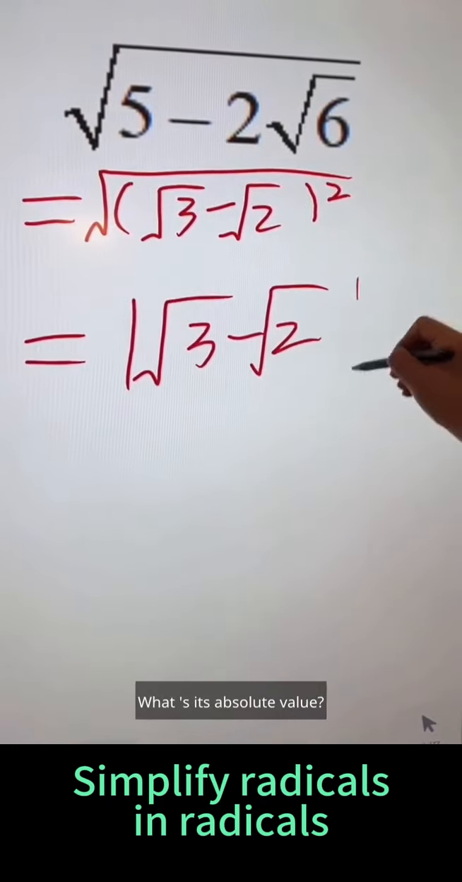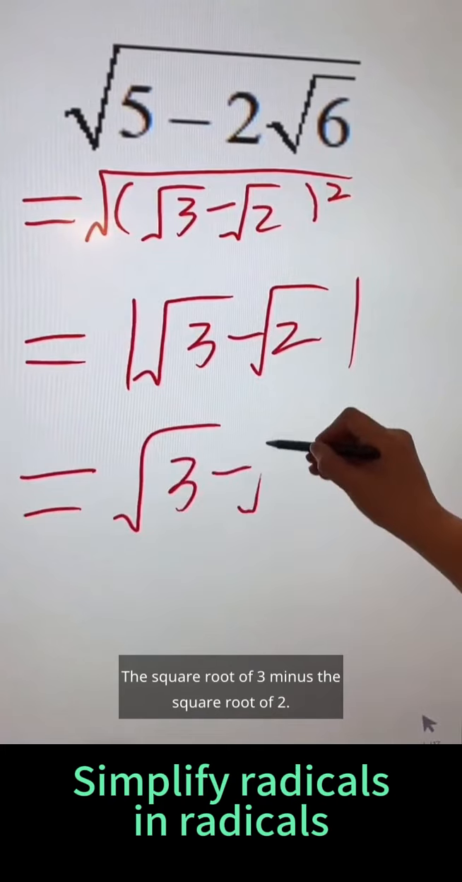It's the absolute value. What's its absolute value? The square root of 3 minus the square root of 2. Did you understand?